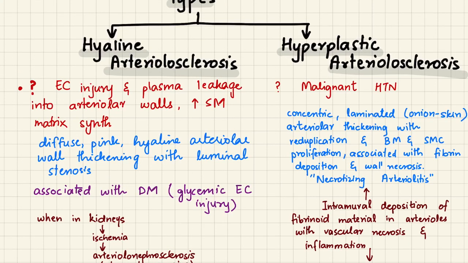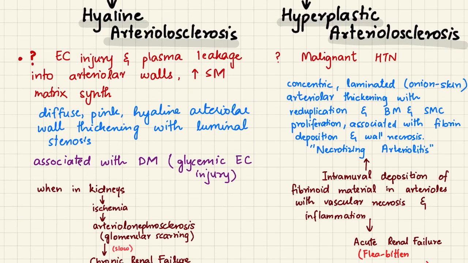Now, why does hyaline arteriolosclerosis occur? What happens is that there is going to be endothelial cell injury, and we know that whenever there is injury, there is high permeability, and all the plasma proteins and plasma contents are going to leak into the vascular wall, and that is going to cause the hyaline appearance on the microscope. Diffuse pink hyaline arterial wall thickening will be seen on microscopy because of that. There is also going to be increased smooth muscle matrix synthesis.